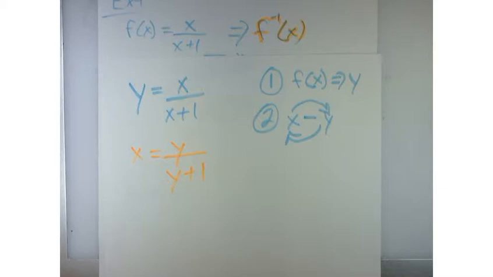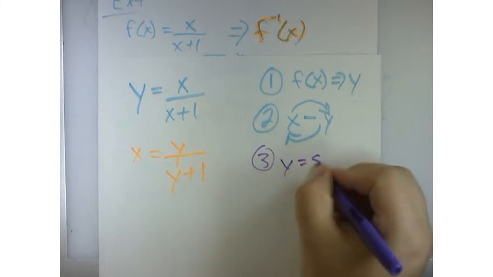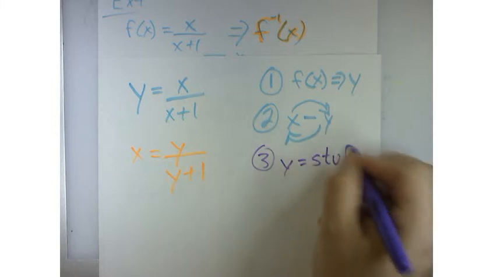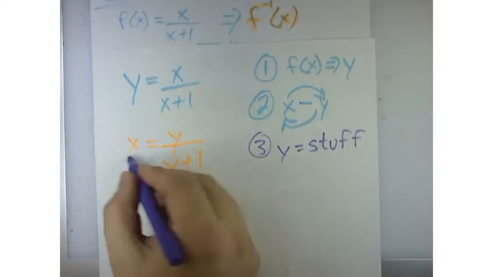So now in the next step, I just need to solve for y, and that gives me f inverse. So if I solve, well, it's not easy, but we can do it. I need to make this equal y equals some stuff. In other words, I got to get y by itself. So this is a proportion. So let's think of this as x over 1.